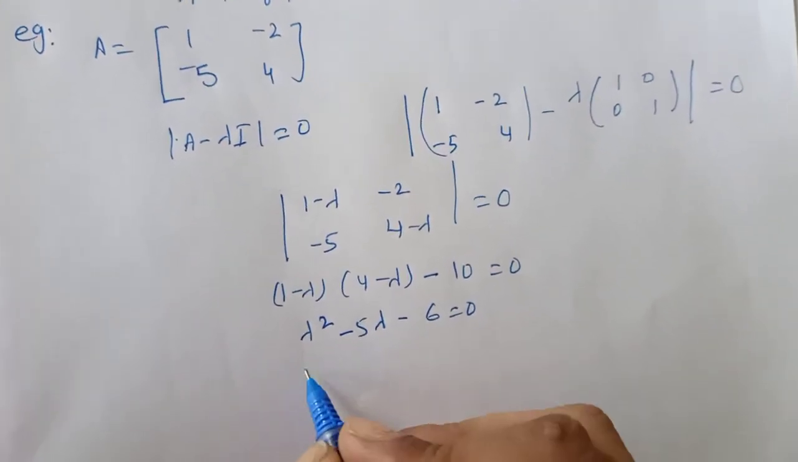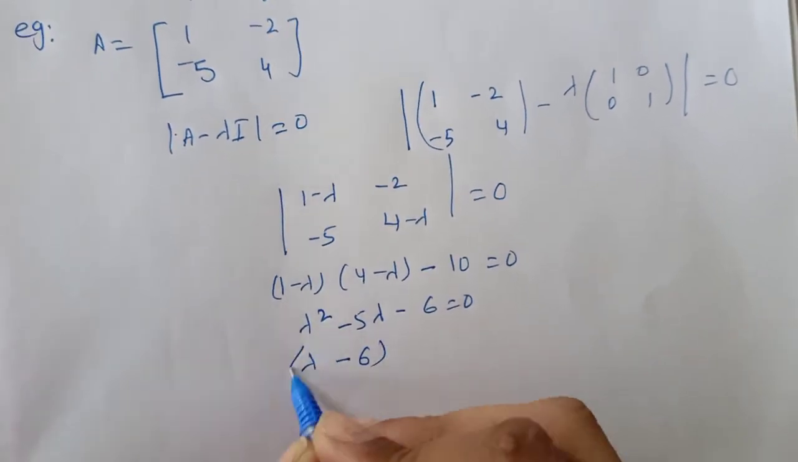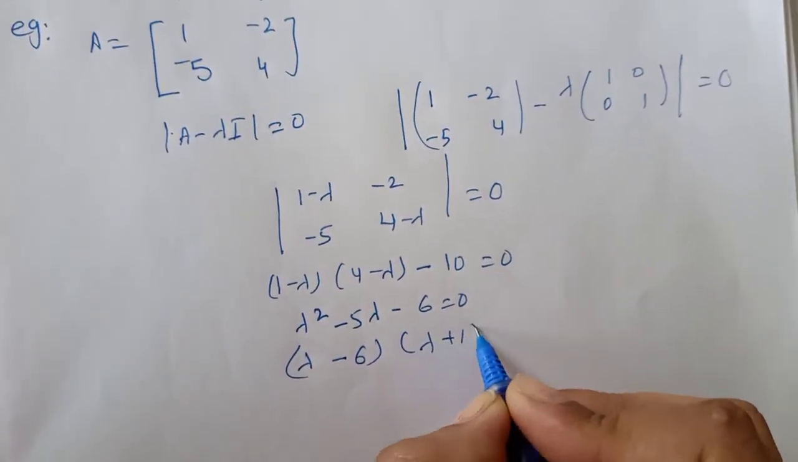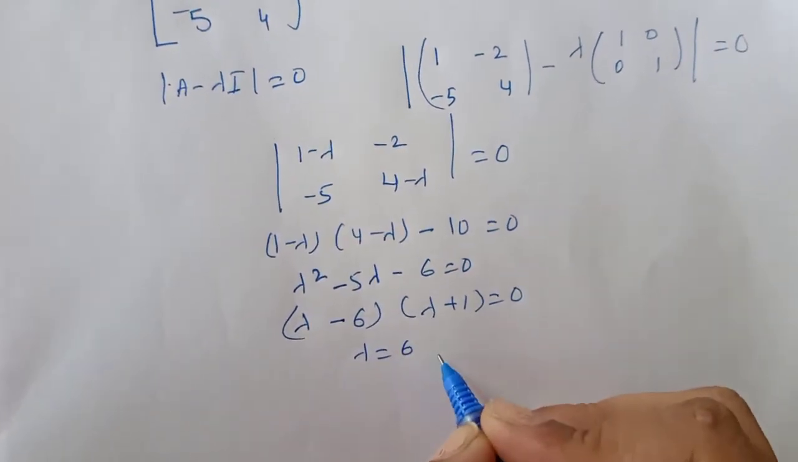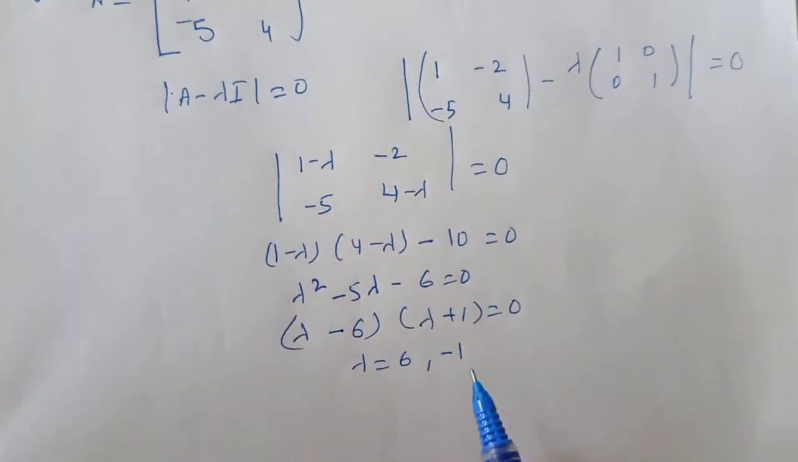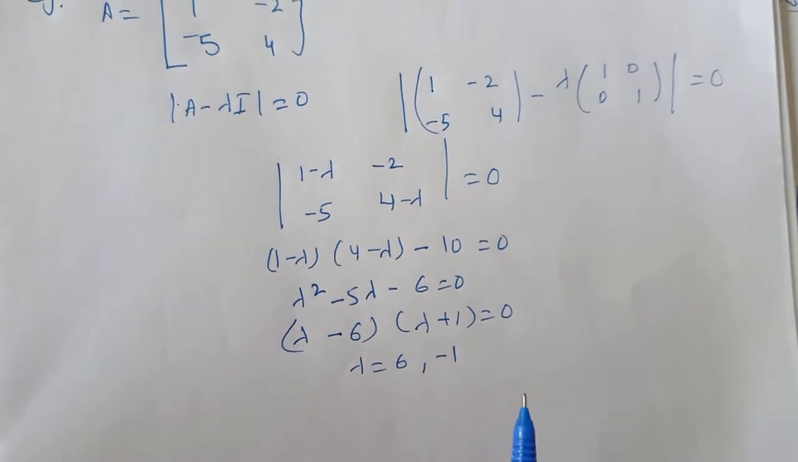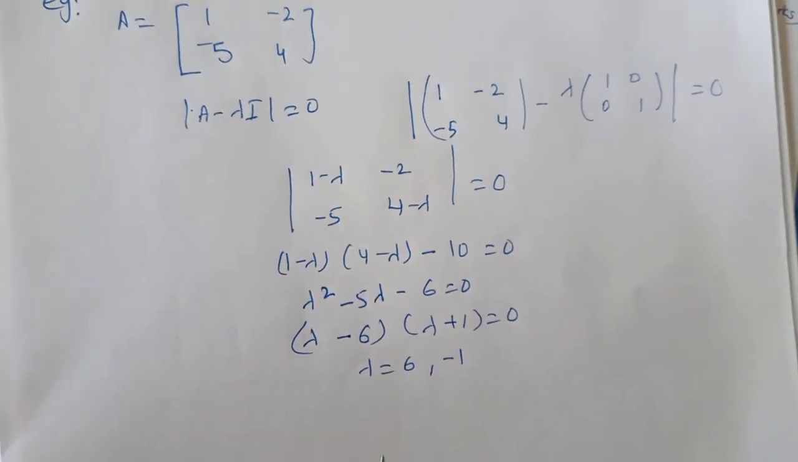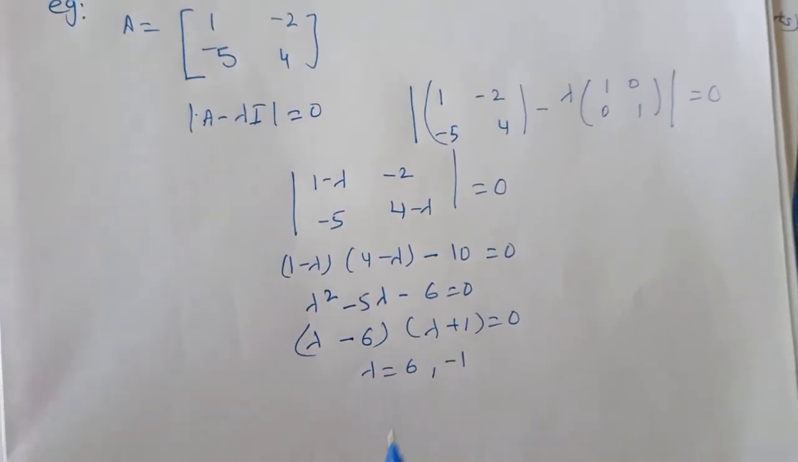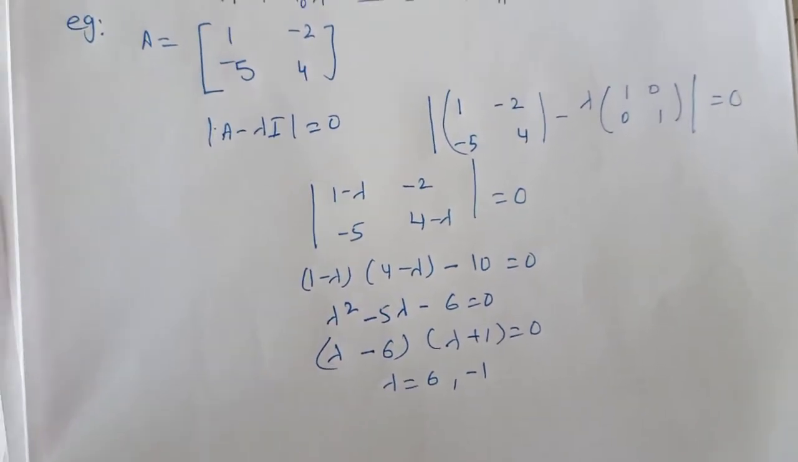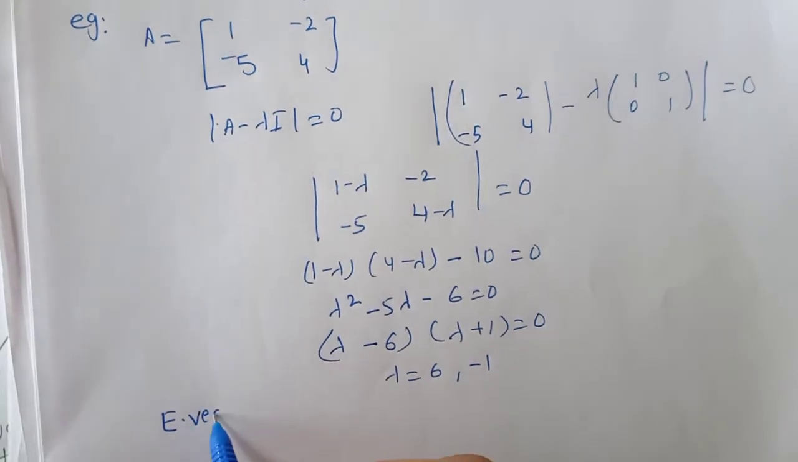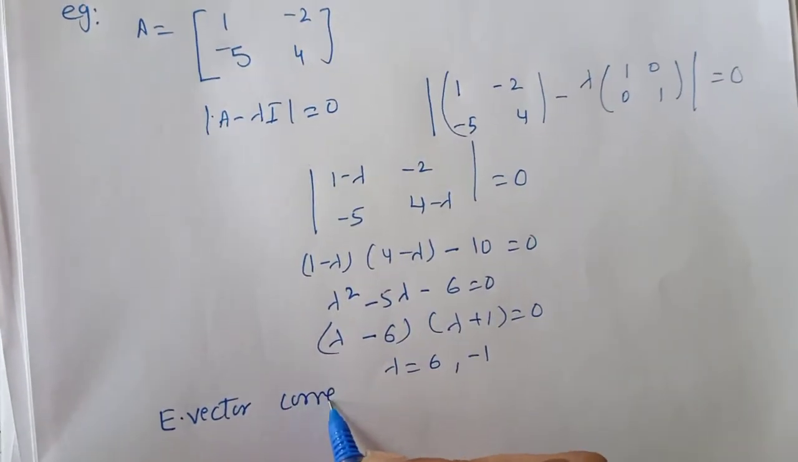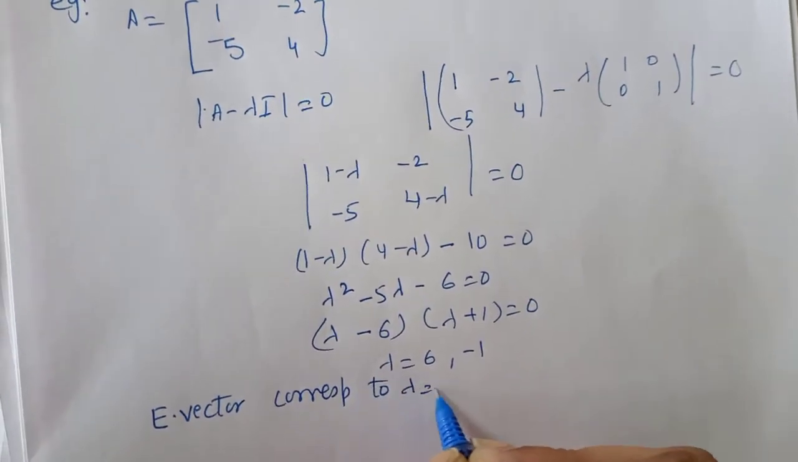So we can easily factorize this equation into (lambda - 6)(lambda + 1) = 0. So lambda = 6 and -1 are the eigenvalues, or the characteristic roots, of this equation. Now, corresponding to each eigenvalue there will be an eigenvector. So let me find the eigenvector corresponding to lambda = 6 first.